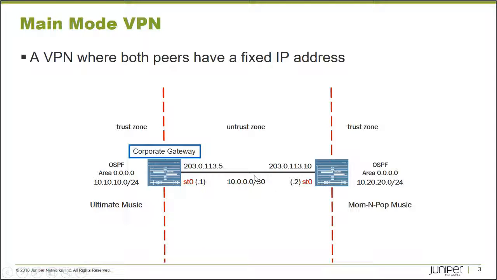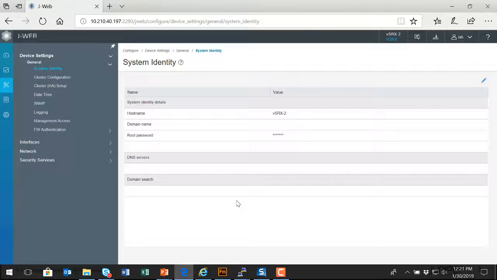Now, this is going to be a route-based VPN. So I'll demonstrate the configuration of a tunnel interface. We'll bind this tunnel interface to a VPN configuration and configure a route so that any traffic destined to the remote site would be placed into this IPsec VPN tunnel. I'm going to connect first to the JWeb interface of the Mom and Pop Music SRX gateway and demonstrate the configuration options. This is the JWeb interface for the Mom and Pop SRX gateway.